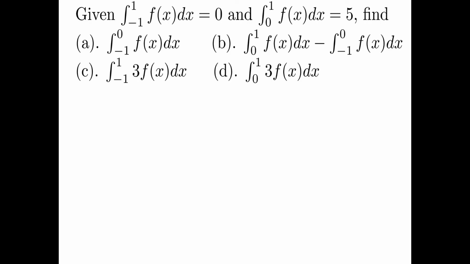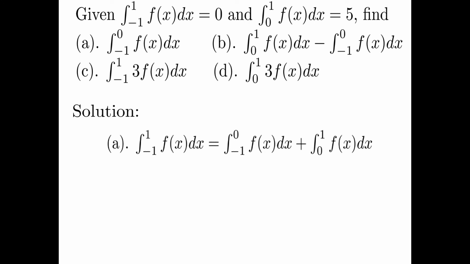Okay, so we can play this game over and over. So I'll do an example with lots of different parts. Here we're going to give you 2 facts. The integral from negative 1 to 1 of f of x is 0. And the integral from 0 to 1 of f of x, same function, is 5. And it's got to be the same function, right, to be able to put these together this way. So I want to ask 4 different things, A, B, C, and D. Let's do A first, right? Can we figure out the integral from negative 1 to 0?